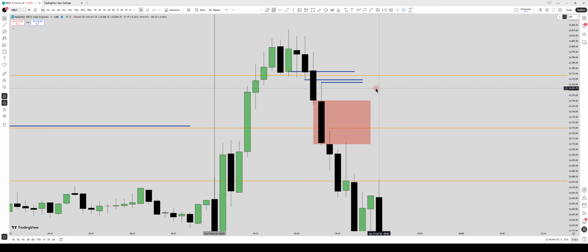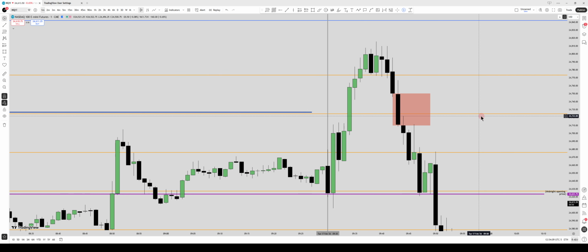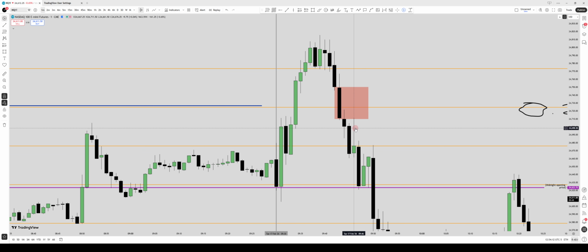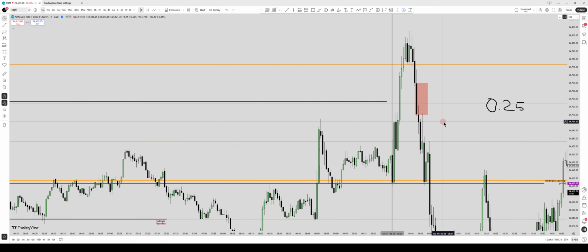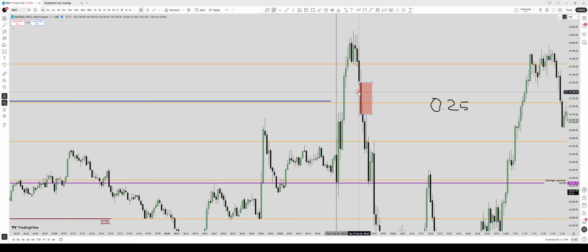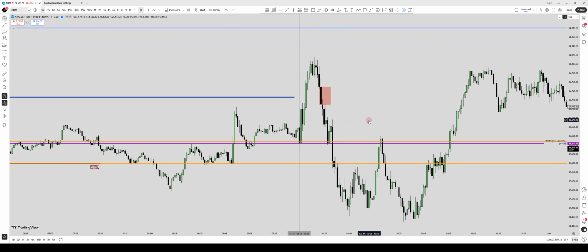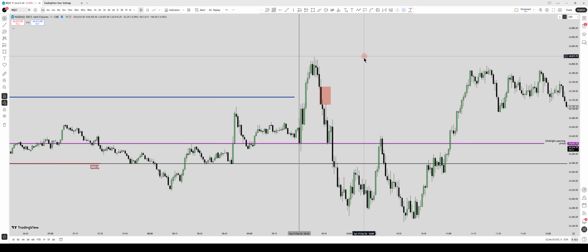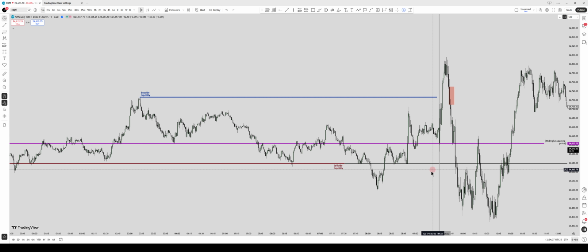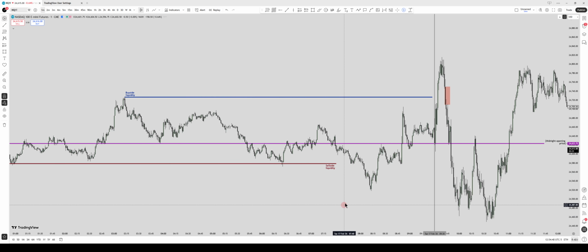All right, so if you know PD array matrix, you should know this one. And we can see we just tapped into it. Very, very sensitive, right? And where does this suspension block, where did it form? On the 25% quadrant of the bottom wick of the daily, on the Friday's candle. All right, so let me remove this, and then what is this? Let me remove it.